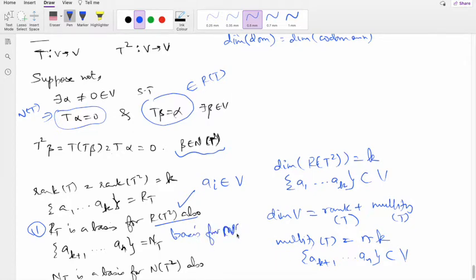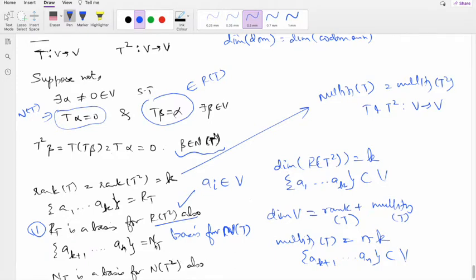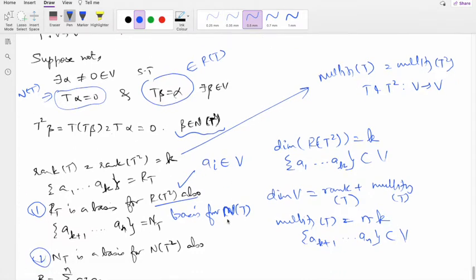Now since the rank of T is equal to rank of T squared, this implies that the nullity of T is equal to the nullity of T squared also, right? Because T and T squared both are defined on V to V, right? So therefore, this N_T can now be a basis for the null space of T squared too, with the same logic that we used to prove that the set R_T was the basis for R of T squared, the range of T squared, right? So if this is true, what does it mean, right?